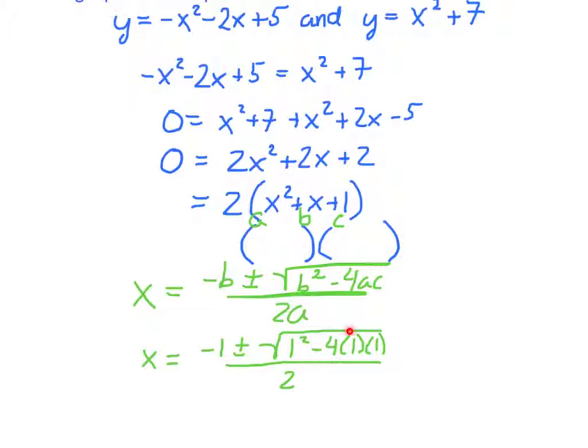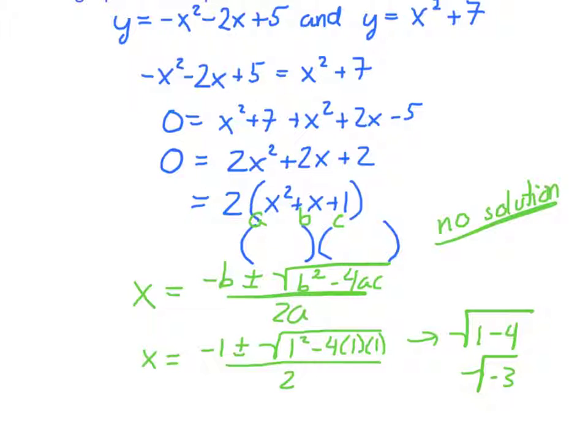And let's take a look at the radical sign here, the square root sign. Notice, if I simplify just the radical, I get 1 minus 4. That's the square root of -3. Well, we can't take the square root of -3, not with real numbers. So that means there is no solution here. I can't find an x that satisfies this equation.